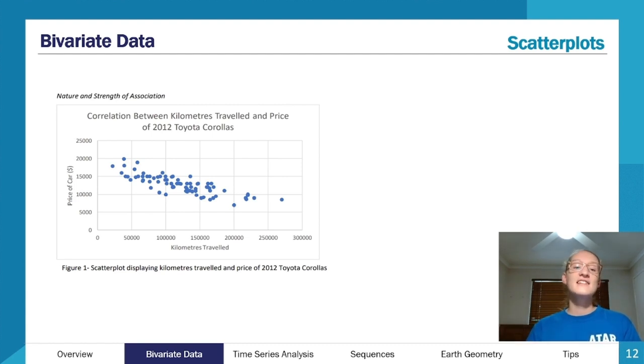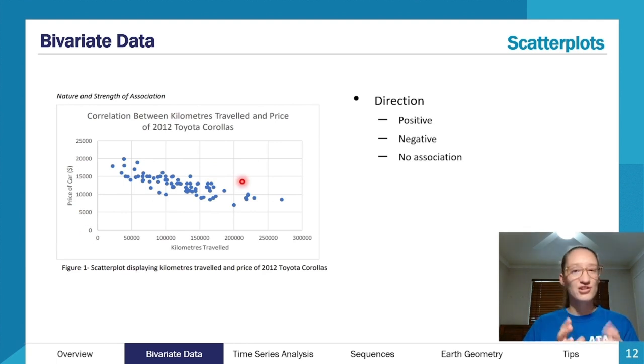So here's another example of a scatter plot. This is exploring the correlation between the kilometers traveled by 2012 Toyota Corollas and the price of a bunch of 2012 Toyota Corollas. So let's have a look at the different things we talk about. First, direction. So you might have been able to recall that when we're talking about the direction, we're talking about the overall trend or direction of the scatter plot. So it could be positive, could be negative, or no association.